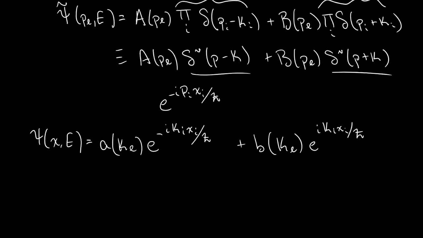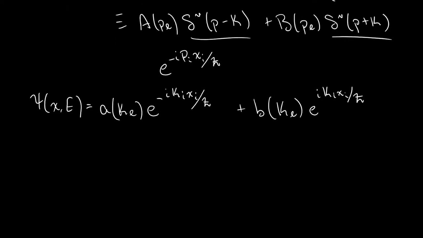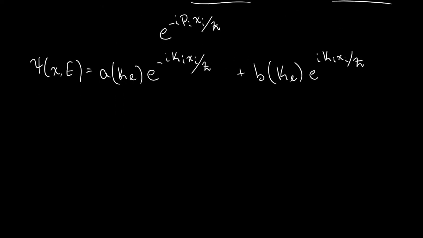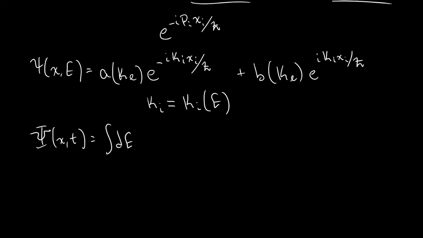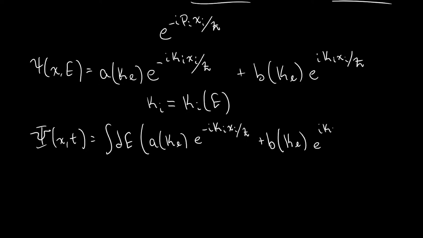But so this is our energy space function, where now let's not forget that our kappas are really a function of the energy. So now if I want things in the time domain, x comma t, I again just Fourier transform over E. And I just take what I wrote here, plus B(kappa) e to the i kappa_i x_i over h bar times e to the minus i E t over h bar.